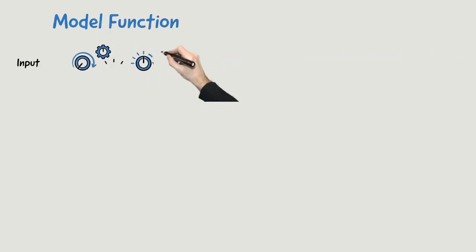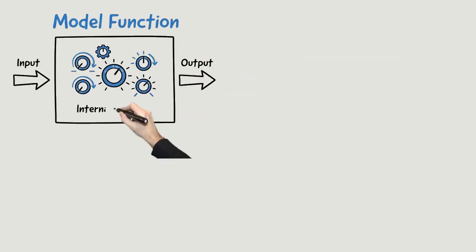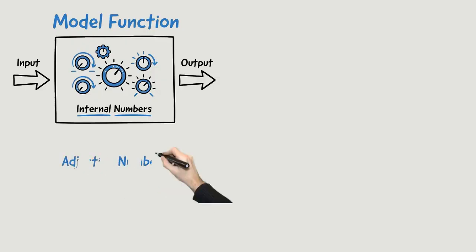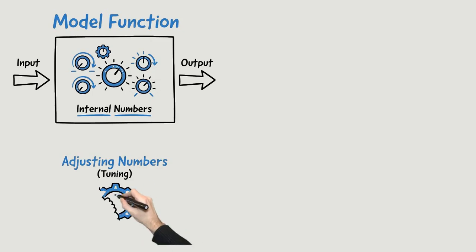That word model is important. A model is simply a function that takes an input and produces an output. Inside the model are numbers that control its behavior. Training means adjusting those numbers so the model makes fewer mistakes on the examples you gave it.